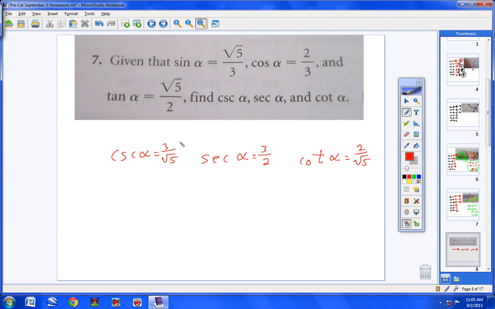So if I multiply the top and the bottom by the square root of 5, I would get 3 square root of 5 over 5. And here, if I multiply the top and the bottom by the square root of 5, I would get 2 square root of 5 over 5. There we go. Pretty simple.